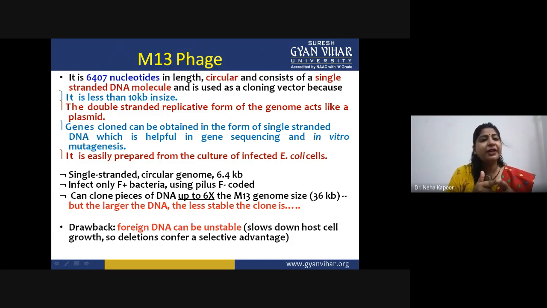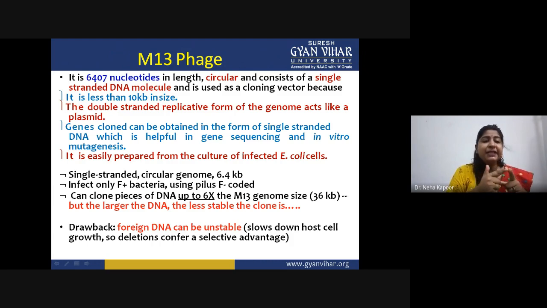Then, the double-stranded replicative form of the genome sometimes acts as a plasmid. That means it is a single-stranded genome, and whenever it replicates, a double strand will form. At that time, it can act as a plasmid also. Third point, genes which are cloned can be obtained in the form of single-stranded DNA, and this is very useful if you go for gene sequencing. That means the process will not be tedious or complex.